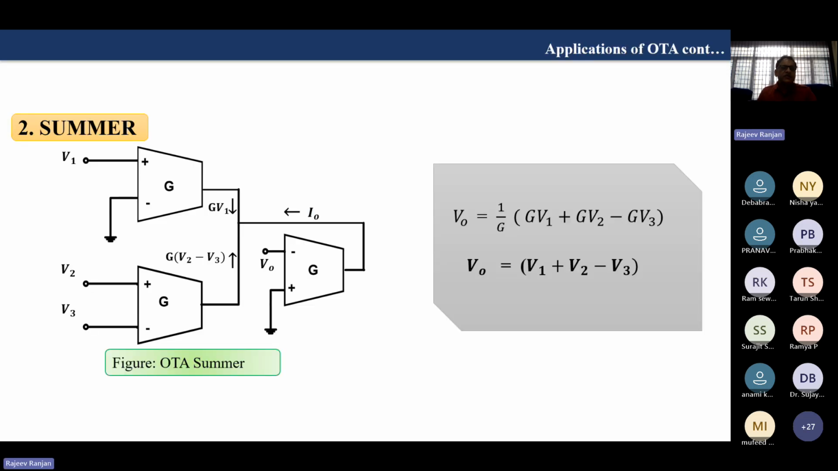Now this is the summer circuit. Here three OTAs are used, with three inputs V1, V2, V3. The negative terminal is grounded and the inputs are applied. So what is the output here? The outputs are G V1, G V2, and minus G V3, and all are added here. Then we will get VO proportional to G V1 plus G V2 minus G V3. Hence VO equals V1 plus V2 minus V3. So this behaves like an OTA summer circuit.